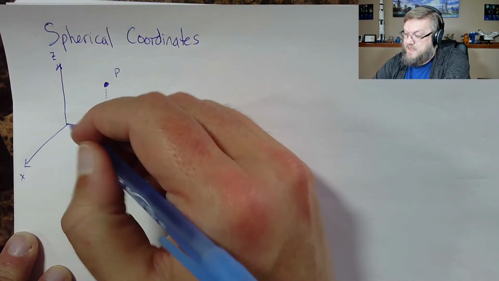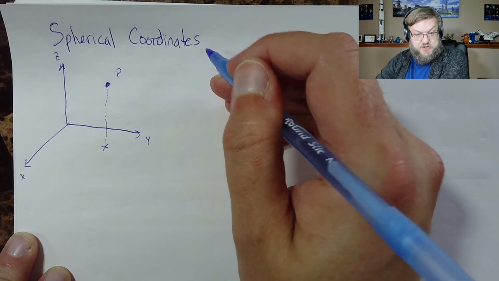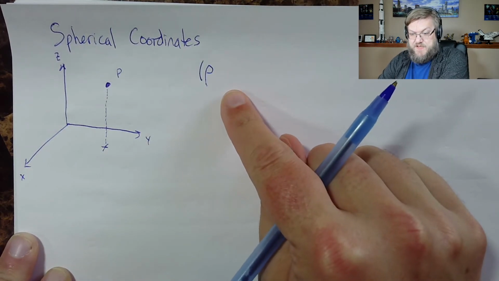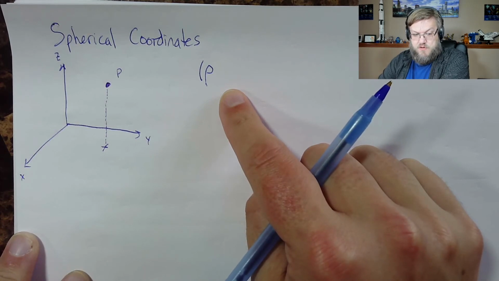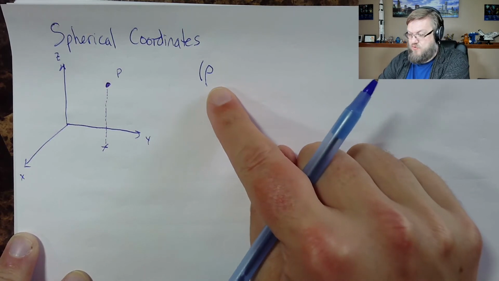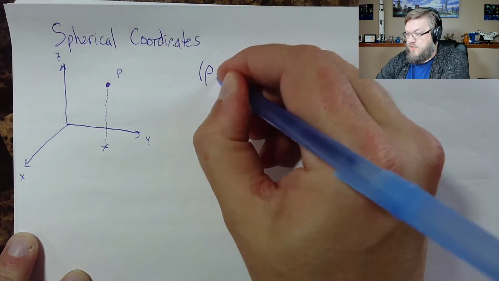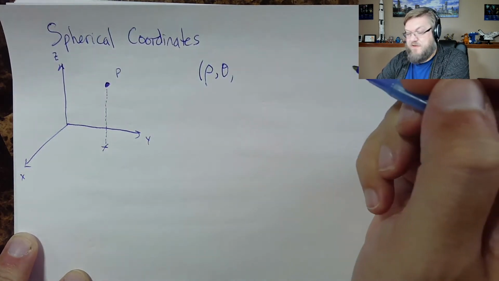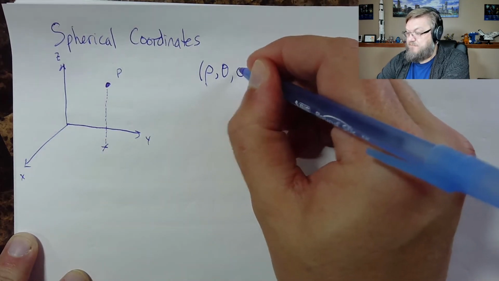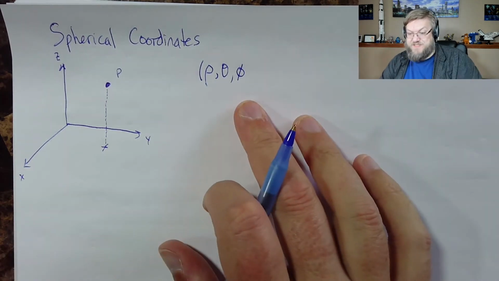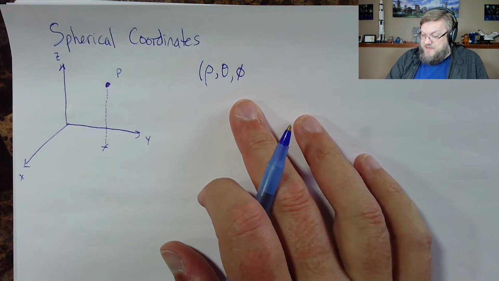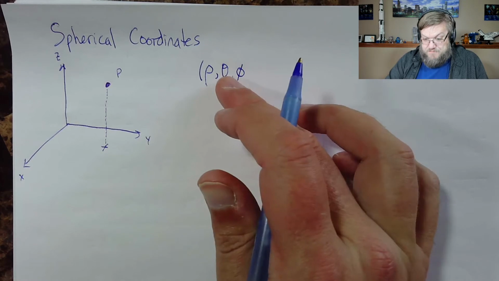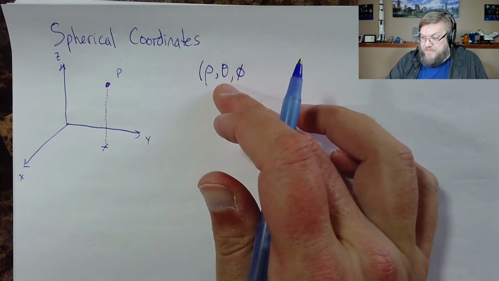And here are what the coordinates look like. We're going to have a rho. That's not a P. That's a Greek letter rho, R-H-O, rho. The second coordinate is theta. The third coordinate is phi. We got some Greek letters coming up, and when we use Greek letters, we usually mean angle, right? So theta is an angle.